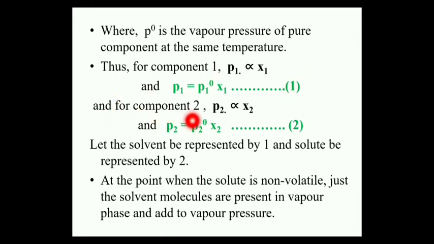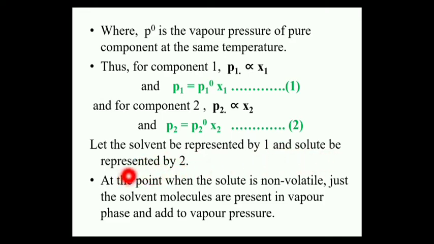Similarly, for component 2, Raoult's law can be expressed as P2 directly proportional to X2. That is, partial vapor pressure of component 2 is directly proportional to mole fraction of component 2. So the equation can be written as P2 is equal to P2 naught X2, and it is denoted by equation 2. Now here let us consider the solvent to be represented by 1, that is component 1 is the solvent and the solute will be represented by 2, that is component 2 is the solute.